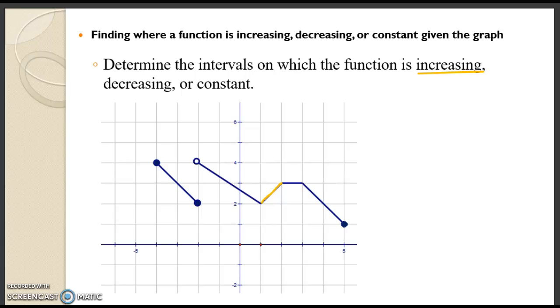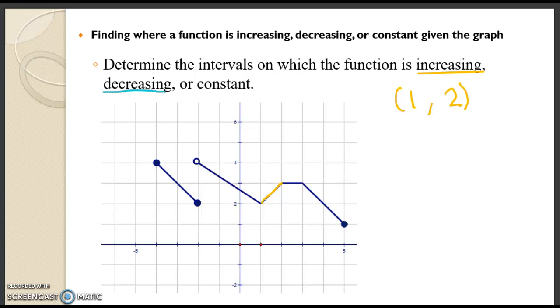From negative infinity, it's never increasing until we get to 1 on the x-axis, right? So from 1 until 2, our graph is increasing. And we don't include 2 or 1. We use soft parentheses to not include 1 or 2 because at those endpoints, it's not actually increasing right exactly there. It's actually changing.